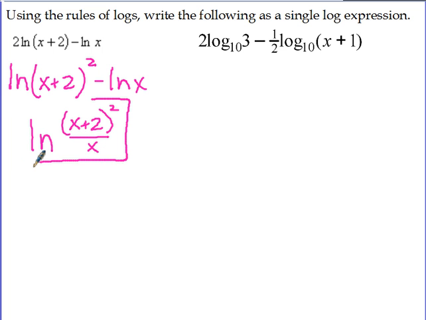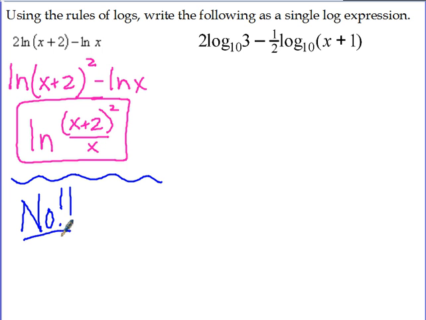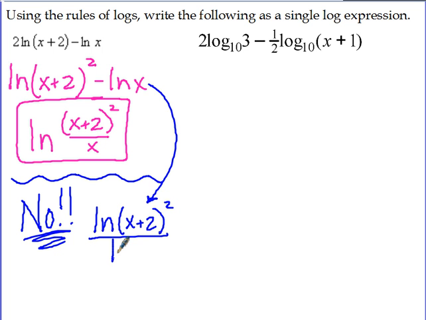Now, a big mistake that students will make on a test, and I'm going to write "no" so we remember not to do this. Do not say that this equals natural log of x plus 2 squared divided by natural log of x. The properties tell us that if you're subtracting 2 logs, you can write that as 1 log and divide the arguments. The property does not say that you can magically just turn subtraction into division and say this minus this is the same as this divided by this, which is not true. Okay, so make sure you are not doing that on your test.